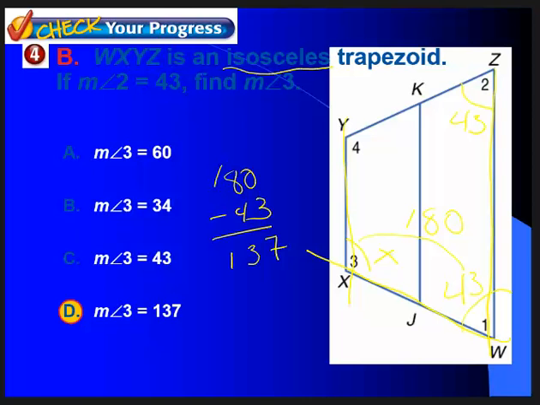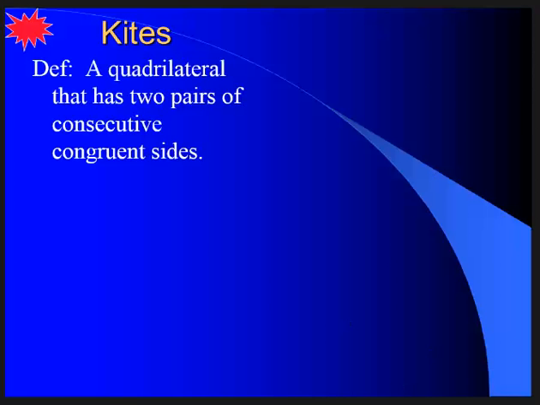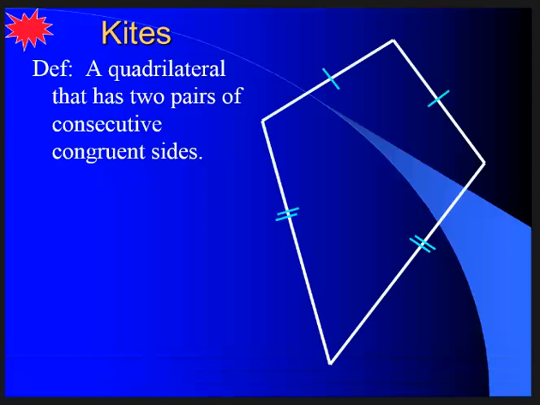Know what makes a trapezoid, know its parts, and know the relationships within. Our last quadrilateral, I know you're really sad, is the kite. Definition for a kite is a quadrilateral, meaning it has 4 sides. It has 2 pairs of consecutive congruent sides. Consecutive congruent sides, not opposite. This is not a parallelogram. This is not a rhombus. I have lots of people wanting to label a rhombus a kite.